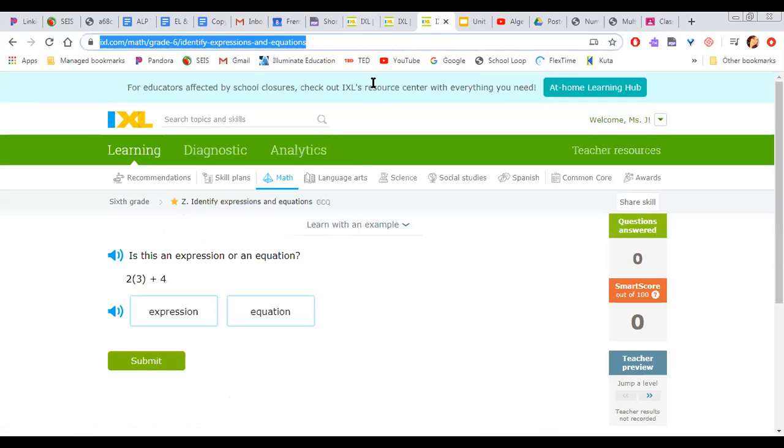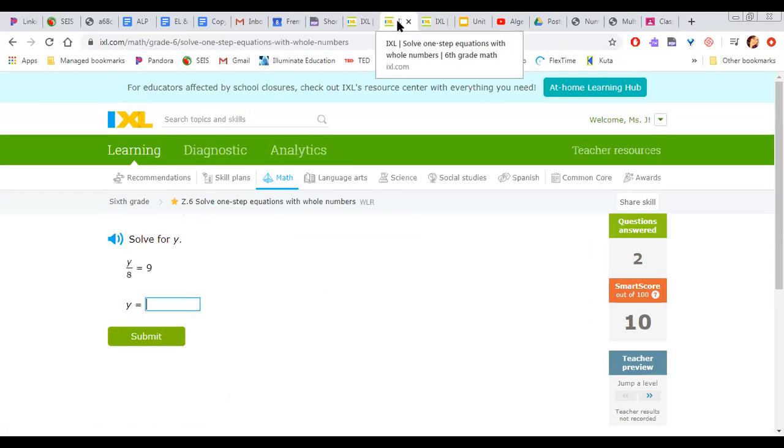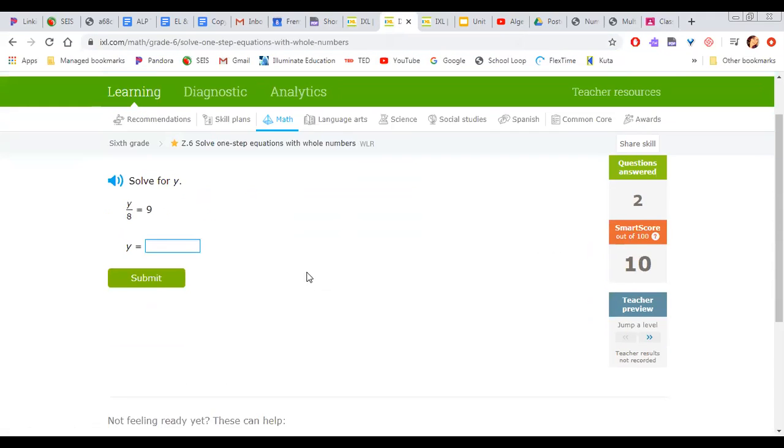So I wanted to do a couple example problems again, just to make sure that we're getting this. This says y divided by 8 equals 9. So if this is divided by 8, what do we need to do? Times by 8. Okay. And you can write it out on a piece of paper next to you if you need to. And then 9 times 8 is 72.